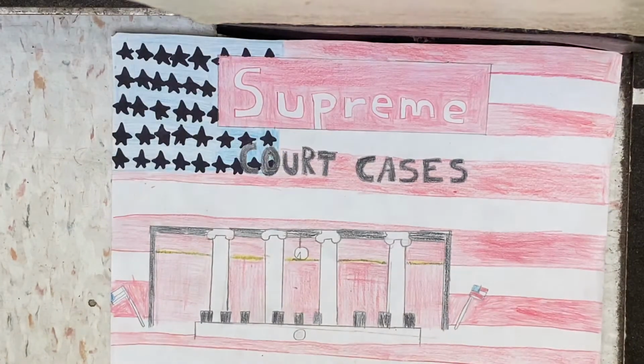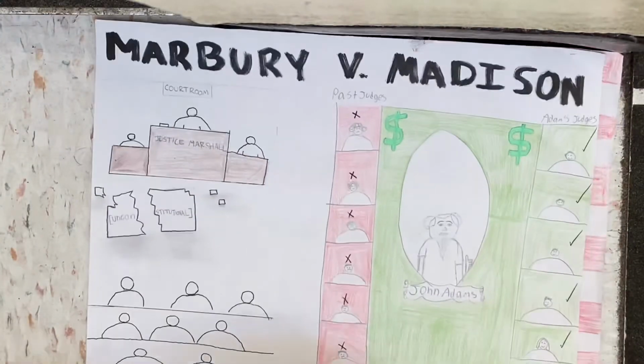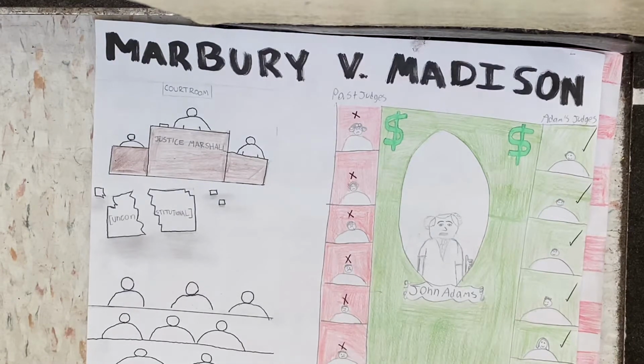Landmark Supreme Court cases. First case, Marbury v. Madison, 1803. Marbury v. Madison was one of the most significant cases in the history of the U.S. The case was established when President John Adams was defeated by Thomas Jefferson in the 1800 election. President Adams filled up the Supreme Court with judges of his choice, appointed on his last day of office. When Thomas Jefferson was sworn into office as president and James Madison as Secretary of State, they refused to deliver their many commissions from John Adams.